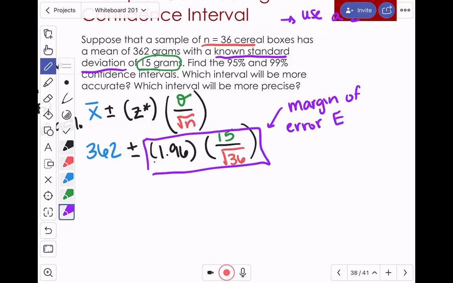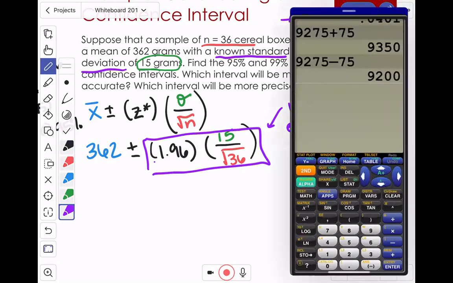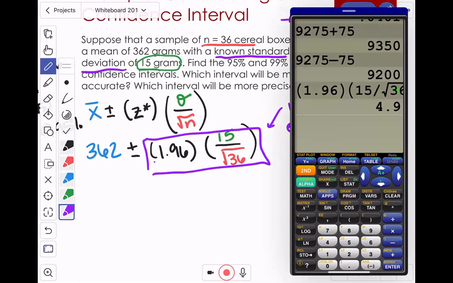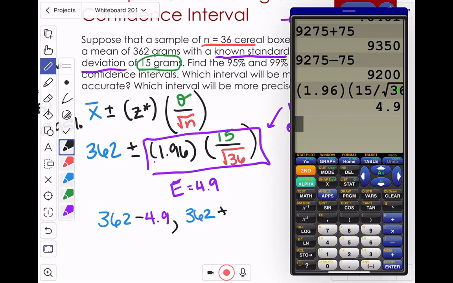Now, to actually calculate this, we need to calculate the value of E first. So I'm going to multiply 1.96 times 15 divided by the square root of 36. All right, and so when I do that, I get 4.9. So this value right here, E, is equal to 4.9. If I want to find the actual interval itself, then the interval goes from 362. The lower bound is minus 4.9. Here's what that plus or minus means. The upper bound is 362 plus 4.9.